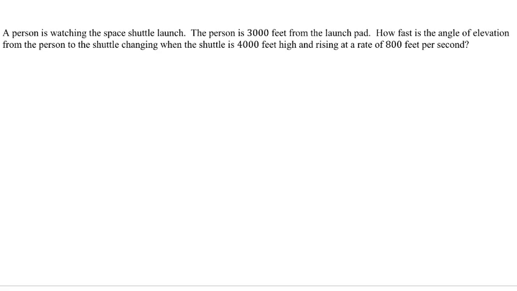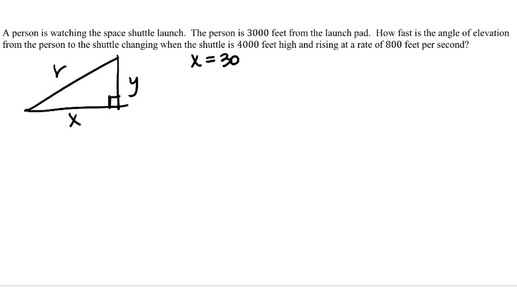Okay, here we've got another problem with the same situation, right? The guy's still standing 3,000 feet away from the launch pad. The shuttle's 4,000 feet high, and it's climbing 800 feet per second. Now we're interested in the angle of elevation. Okay, so I'm going to draw the same diagram. We've got x, y, and r. Okay, we know from the last problem that x equals 3,000, y equals 4,000, r equals 5,000.